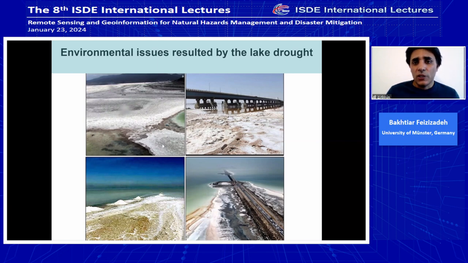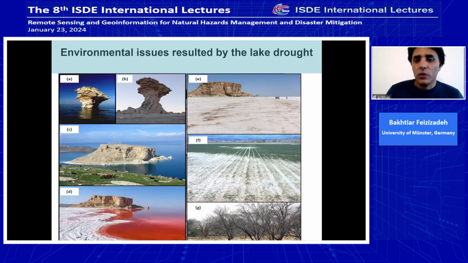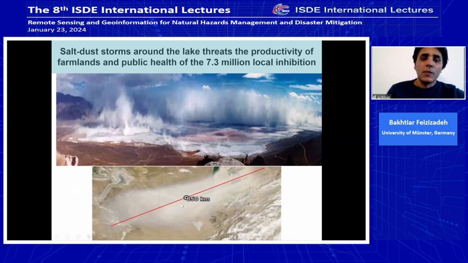For example, you can see here farmlands around the lake being destroyed because of soil salinization, and also orchards being dried up because of soil salinization. Again, the ecosystem is being impacted. You could see here the nice island, so now it's free of water, and very challenging conditions are going on. Again, you can see salt dust storms taking resources from the salty lands lifted by the lake droughts, and then they carry the salt storms to other areas.